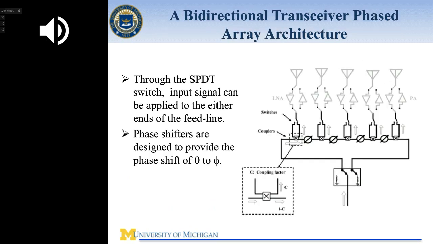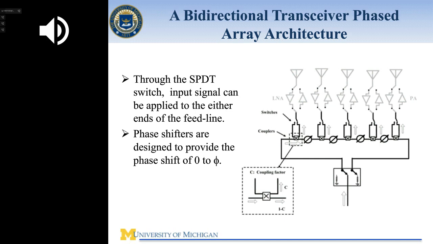An example of such a phased array circuit is shown here. We have an input which is controlled by a single pole double throw switch, so the input signal can be injected into the phased array either on the left side or right side.